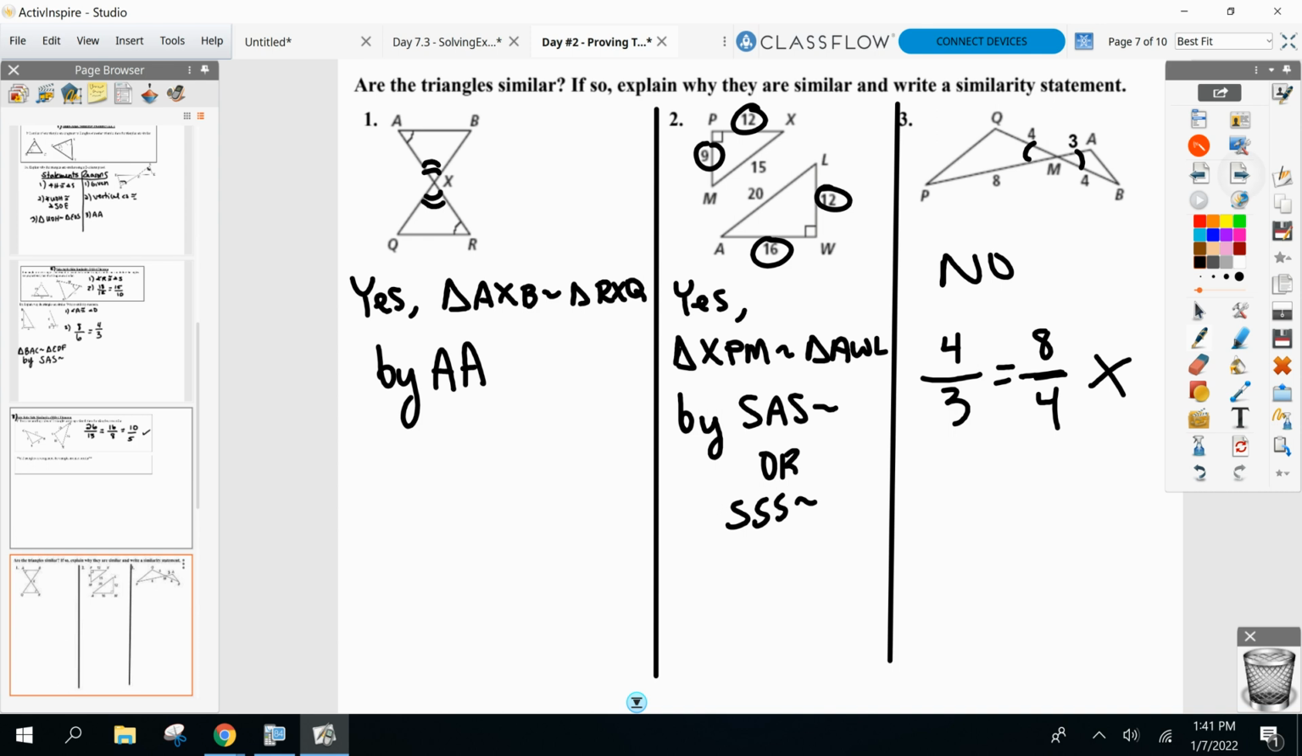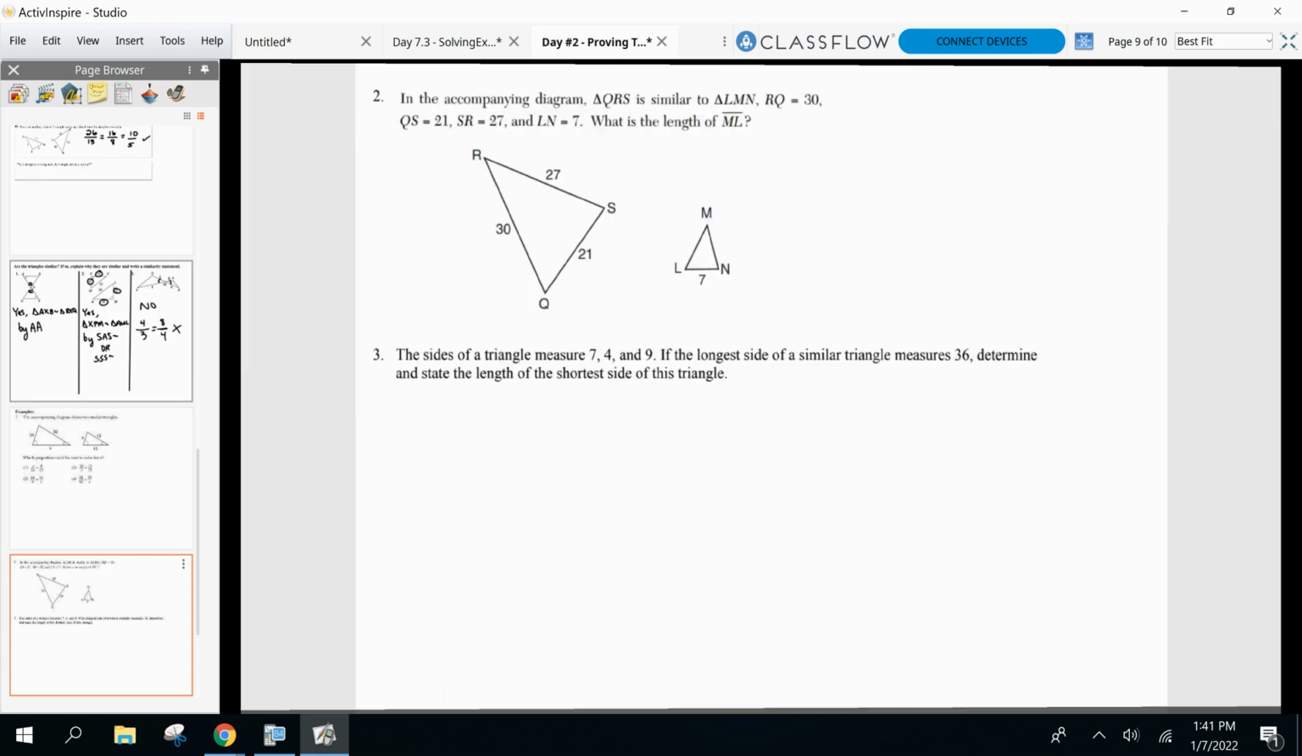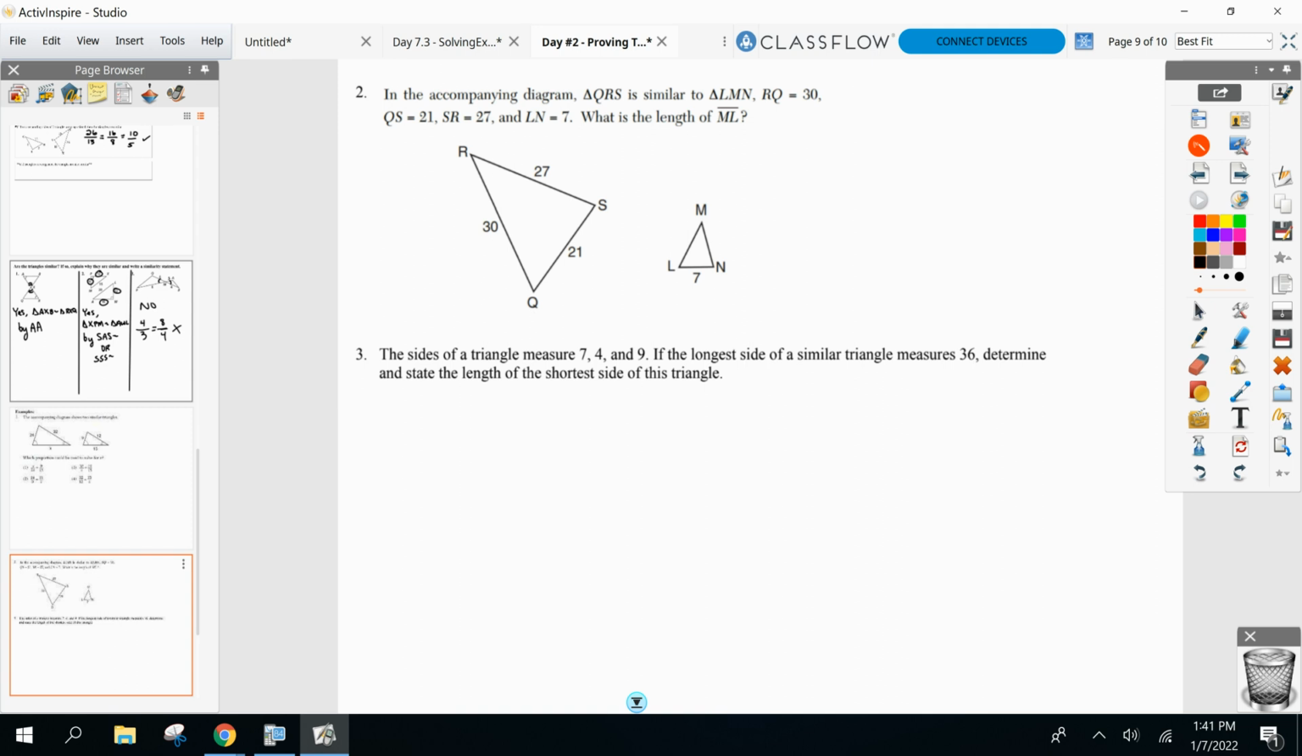All right, I am going to skip 1 because I think 1's probably the toughest out of almost all of them. So can we go to number 2? This, in my opinion, is the most difficult part, coming up with a proportion to solve. Right off the bat, I tell you these two are similar, right? So sides are in the same ratio. Everything's labeled. I'm looking for the length of ML. How long is ML?